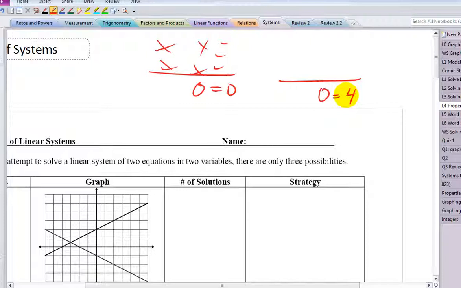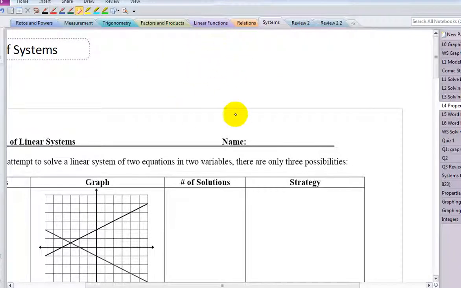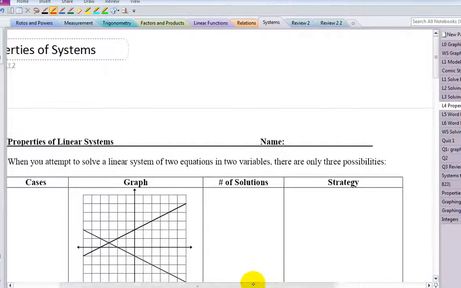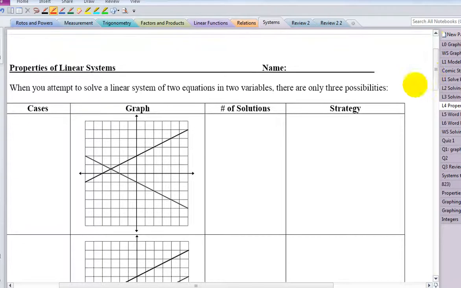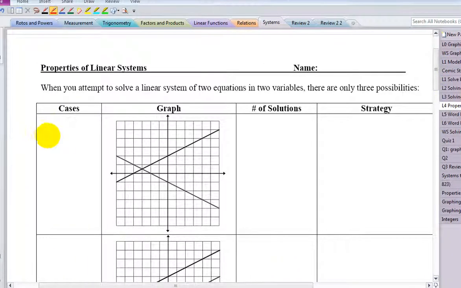That means you didn't do something wrong, but you've got to have a closer look, because you might not have any solutions, or you might have so many solutions you can't write them all. So let's talk about exactly what we're looking at. We're looking at three different scenarios. The first scenario is the normal case.